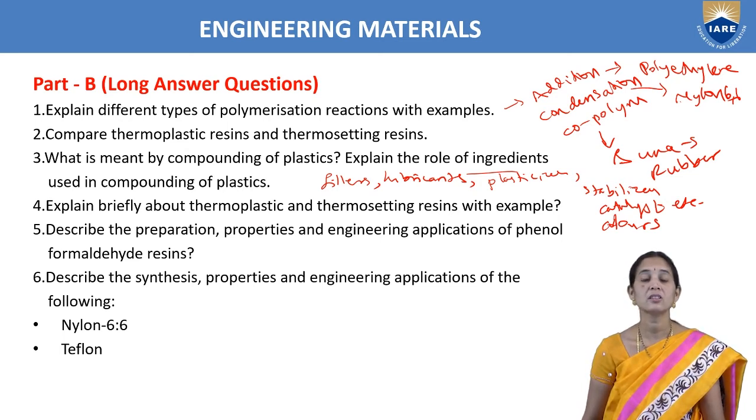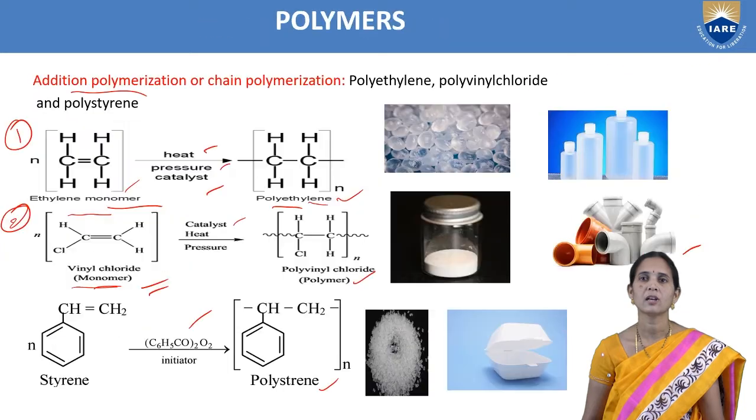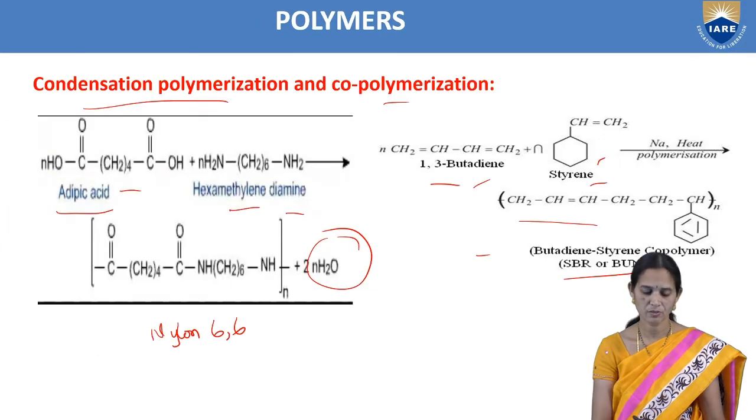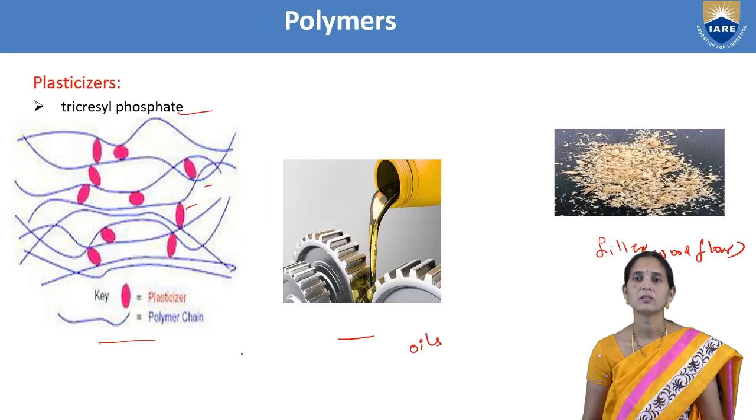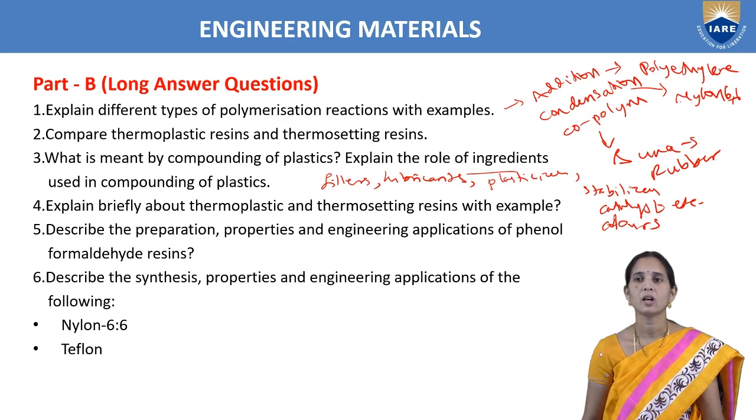write here synthesis, properties and engineering applications of nylon 66. So preparation already we know, synthesis of nylon 66. So this we have to write, preparation. So properties we have to write, and applications of the nylon 66. Properties means it is also strong and tough polymer, and it is also having good abrasion resistance. It is resistant to atmosphere. And applications will be, we will go for like manufacturing clothes.